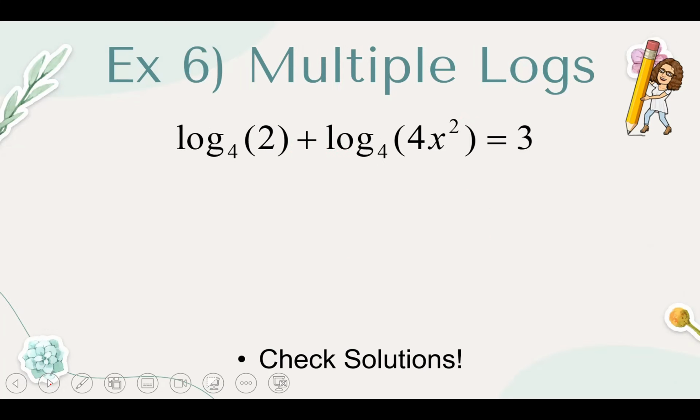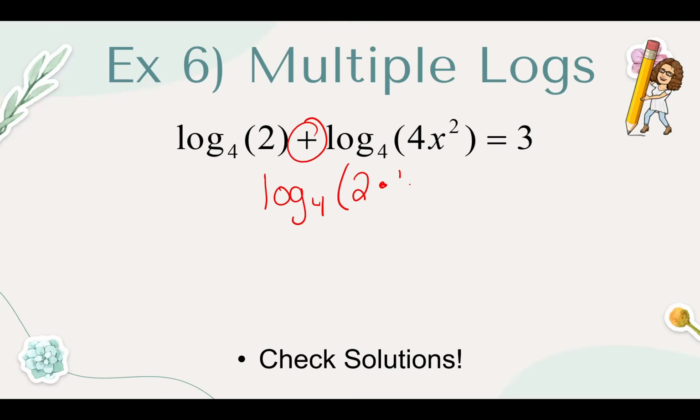Let's try another one. So log base 4 of 2 plus log base 4 of 4x squared equals 3. So I have addition between two logs, which means if I condense, it would turn into multiplication. So I'm going to get log base 4 of 2 times 4x squared equals 3. Technically, this is just 8x squared, right? So I'm going to do a quick erase job here. 8x squared. I'm just going to change my math so I don't have to write it again. I'm stuck in log form. Let's convert. So I got 4 cubed equals 8x squared. 4 cubed is 64.